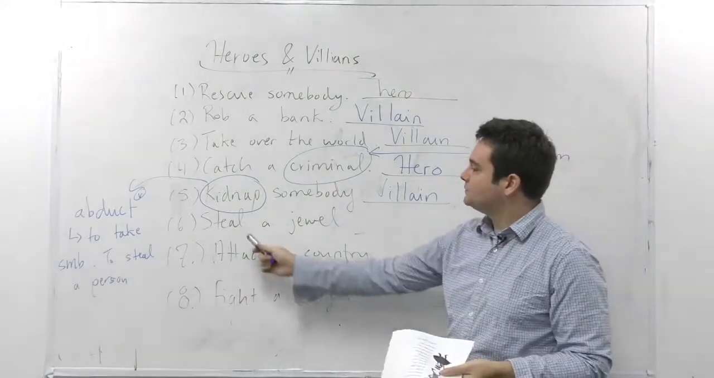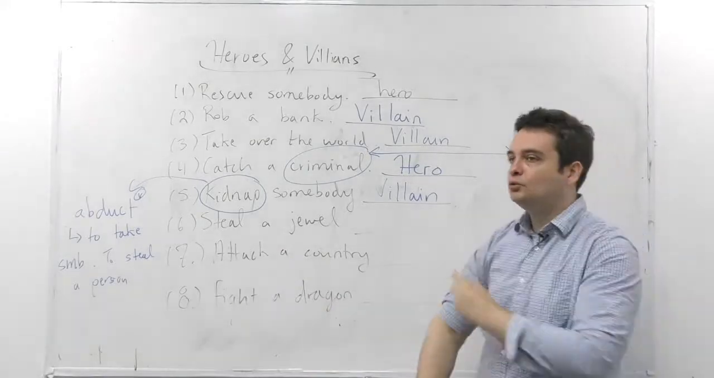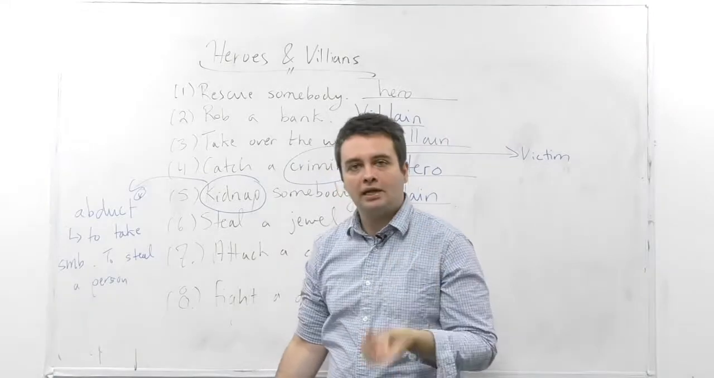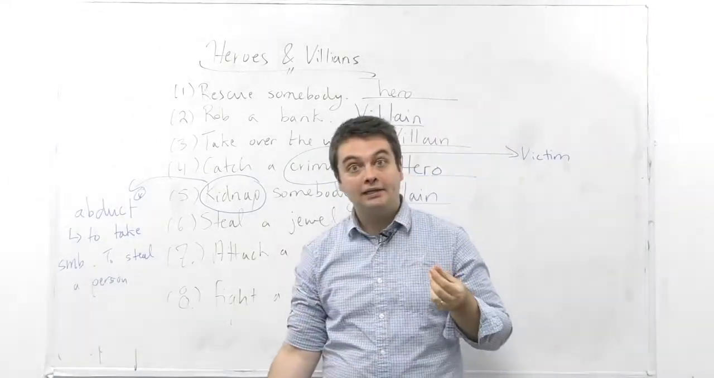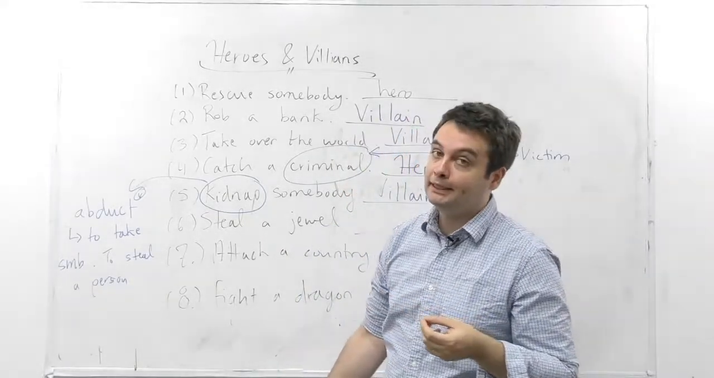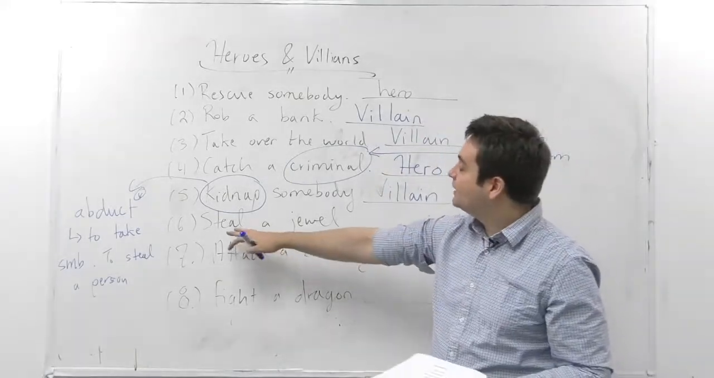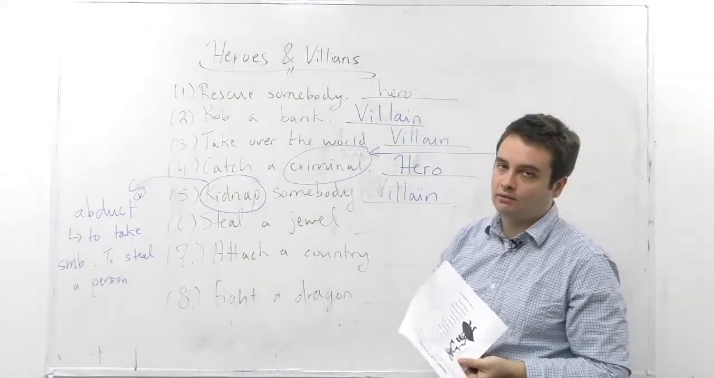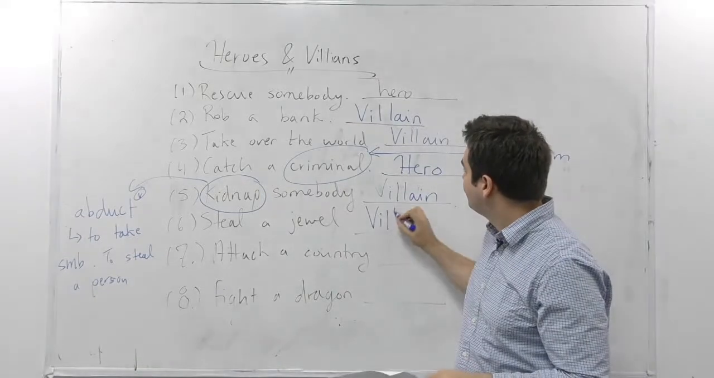Okay, next one, guys, very simple to think whether it's a hero or a villain doing this. Steal a jewel, right? What is a jewel? A jewel is like a gem. It's like a diamond, right? Jewels are worth lots and lots of money. If I had the ability to steal a jewel, maybe I would steal a jewel. I don't know. I shouldn't say that on camera, right? But anyhow, steal a jewel. Who steals jewels? Criminals, right? Not heroes. Heroes don't do that. So, of course, this is also a villain.